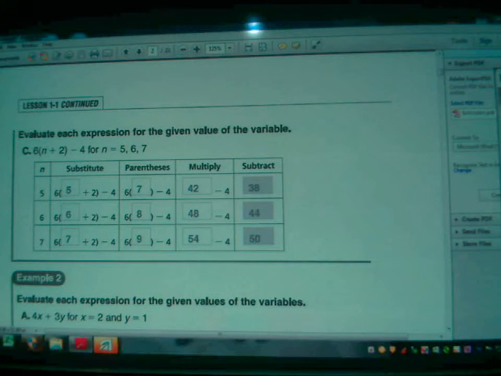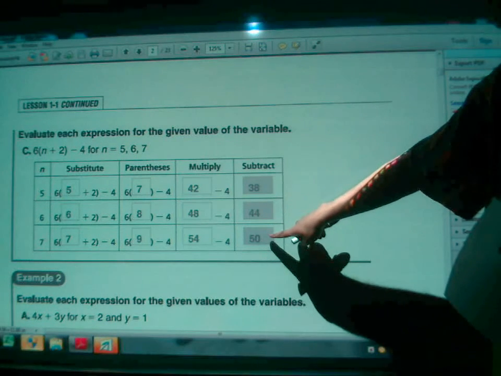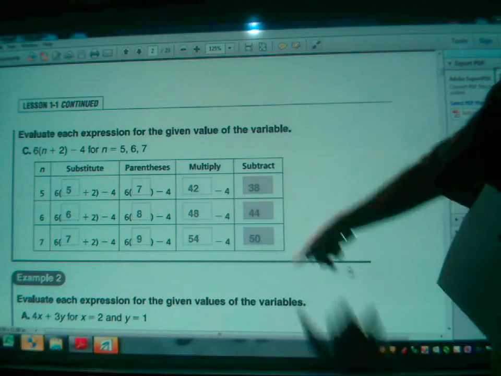And at this point, I could say keep using the order of operations, but there's only one thing left to do because there's only one symbol left. So now they're going to subtract. They're going to do the 42 minus 4, which is how they get 38. They're going to do the 48 minus 4, which is how they get 44. And they're going to do the 54 minus 4, which is how they're going to get the 50.